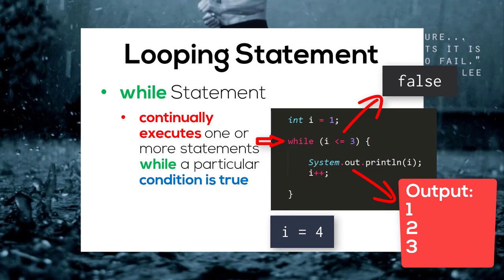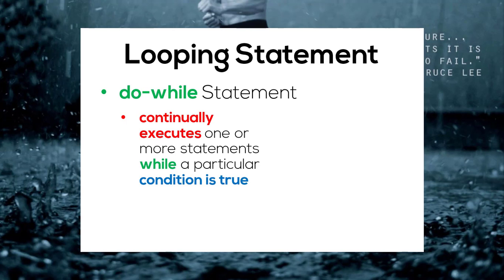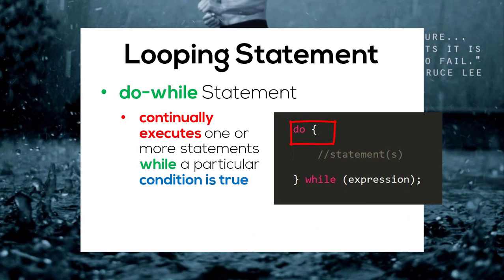Other than the while loop, Java programming language also provides us with another looping statement called the do while statement, which is basically the same as the while statement, and it looks something like this, where we have the do keyword followed by the statements to be executed, the while keyword, and lastly the expressions to be evaluated.